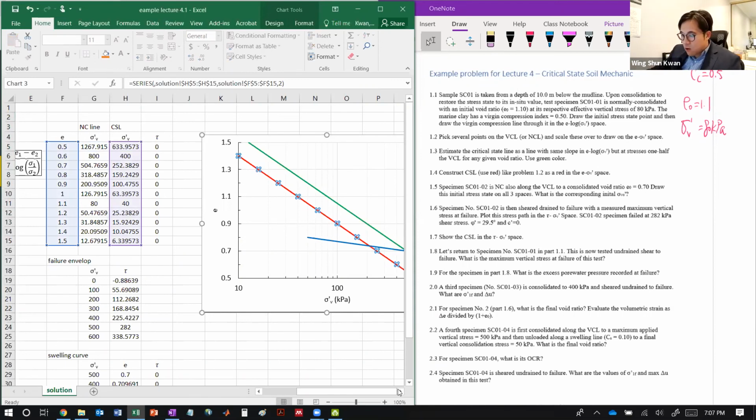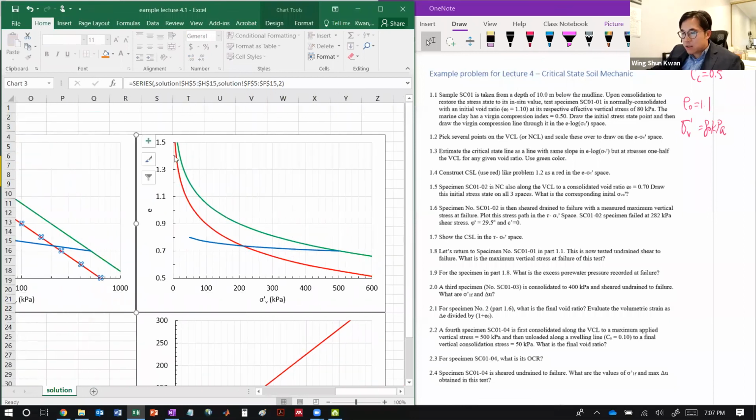So the same graph, if I unlock it, then I will get a curve right here. So pretty much that's 1.3 and 1.4. Now 1.5 asks you, you have a second specimen, also in a normally consolidated state, consolidated to a void ratio of 0.7, and then asks you to draw this initial stress state on all three spaces, and what is the corresponding initial stress.